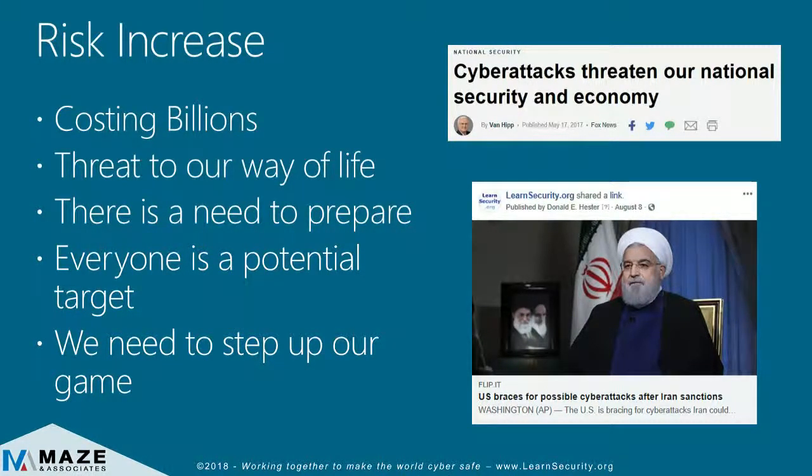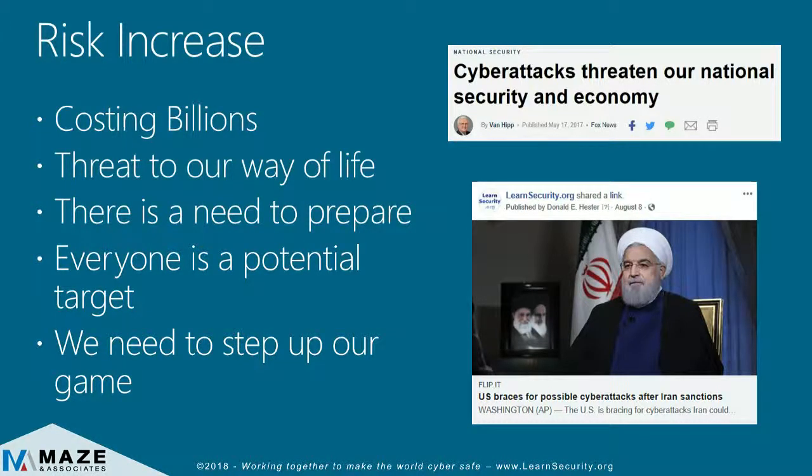And there is a need to be prepared. I was listening to a keynote speaker this morning. He was from the Department of Homeland Security, and he said there are two things you need to take away from this section. Risks are real. The risks that he talks about are real risks. They're out there, and we need to be prepared for them. And everyone is a potential target.